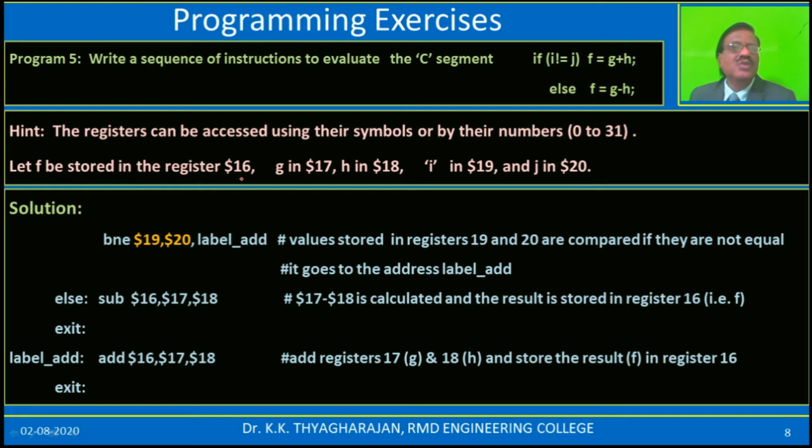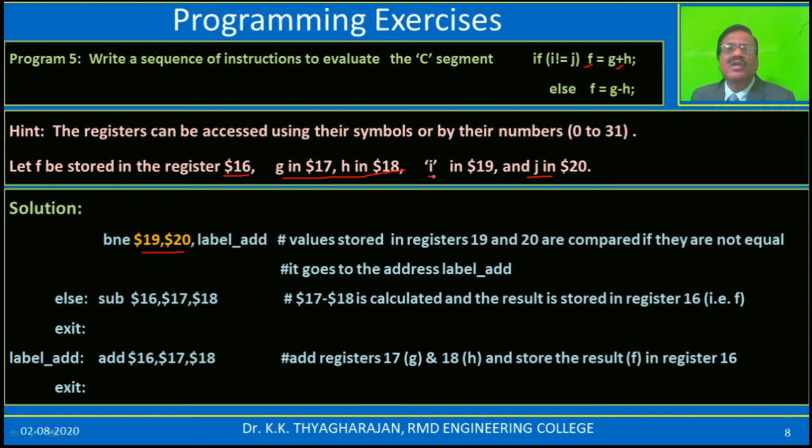Now let f be stored in register $16. f is here, it is stored in 16. Then g and h: g is in 17, h is in 18. Then i and j are in 19 and 20. So i and j are here, g and h are here, f is in 16. So what we have to do, you have to compare i and j. For that, you take the instruction branch not equal, $19, $20.